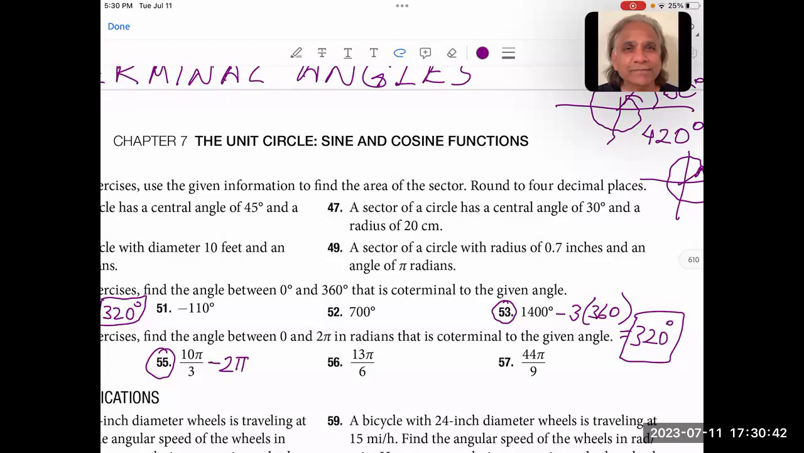And then we use a common denominator of 3. So 10 pi over 3 minus 6 pi over 3. And then keeping the same denominator, you subtract the numerators. So 10 minus 6 is 4. So your answer is 4 pi over 3.